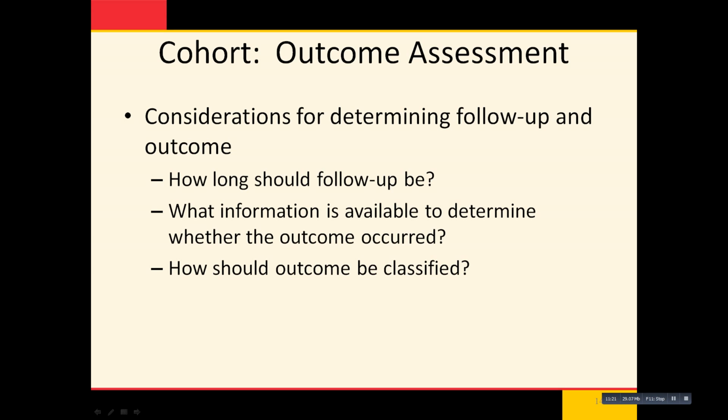What if we're looking at an elevated level for a laboratory test? Let's say we were looking at a drug and looking at whether it elevated abnormal liver enzymes. Would the patient necessarily know that? Or would you need laboratory results? And then how often would you need those results? And how many times would you need it to be elevated to consider that outcome happening? So again, think about how long you should follow up patients, what information you are using to determine whether the outcome occurred, and then again, how you classify that outcome.